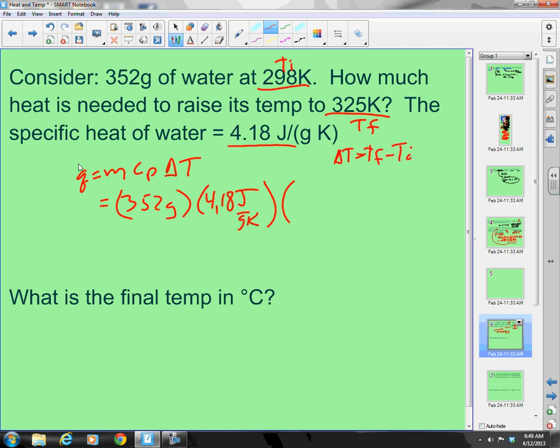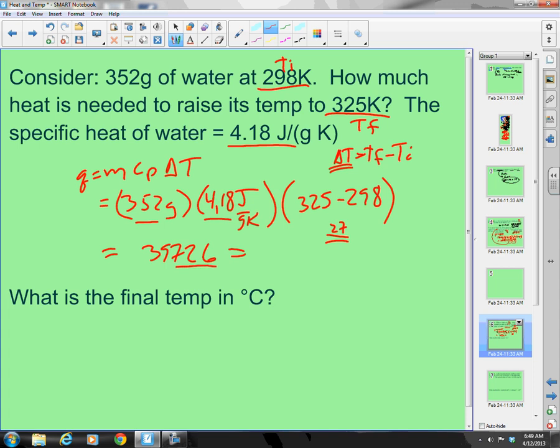Now be careful. Delta T doesn't always have to be positive. It's always going to be Tf minus Ti, but sometimes it's going to be negative. Be careful there. In this case, it's going to be 325 minus 298, and I get 27. So 27 times 4.18 times 352, and my answer is 39726. How many sig figs? I have 3 here, but I only have 2 sig figs there. So I only have 2 sig figs in my answer.